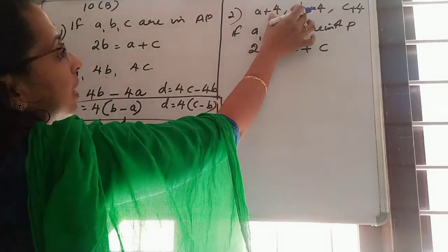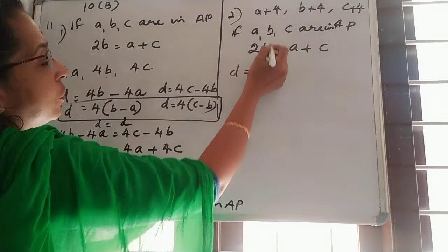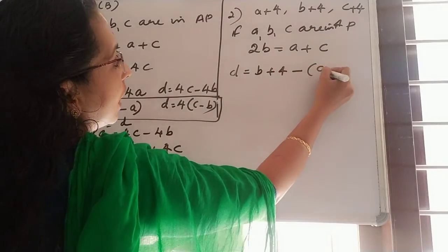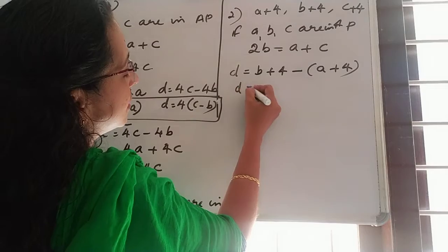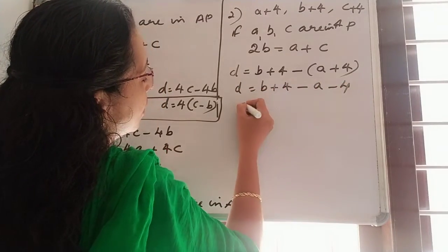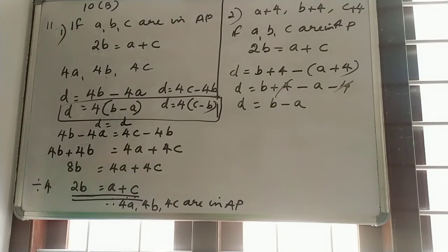So the same thing we can take here. What we have done here: D is equal to B plus 4 minus of A plus 4, that is T2 minus T1. So change the brackets, and you will get D is equal to B plus 4 minus A minus 4. The 4 cancels, so D is equal to B minus A.